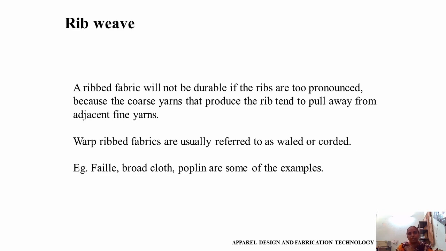So you have to be very careful. That is, the ribbed effect fabric will not be durable if the ribs are too pronounced, because the coarser yarns that produce the rib effect pull away from the adjacent fine yarns. Warp ribbed fabrics are usually referred to as veiled or corded, that is the veiled effect or the corded effect. Examples: faille, broadcloth and poplin are some of the examples of the rib weave.